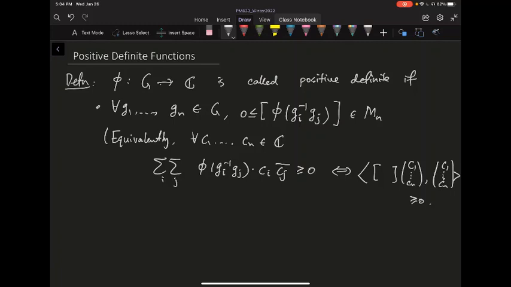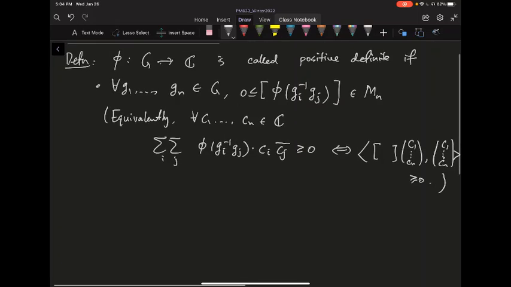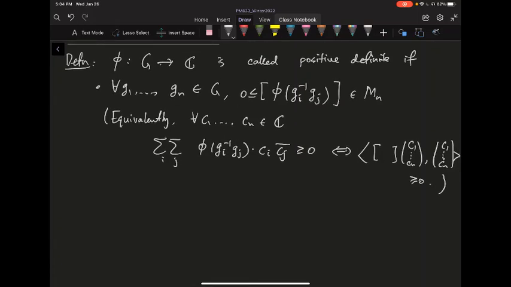All right, so of course all of these are basically equivalent from linear algebra. So here's the definition of positive definite. And because we're on a topological group, there's no reason to believe this phi is a continuous function. So let me just add the requirement that phi has to be continuous for a positive definite function, okay? Without the continuity, things can get really messy.